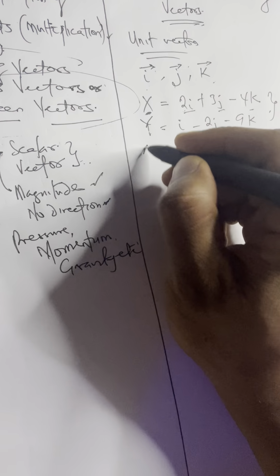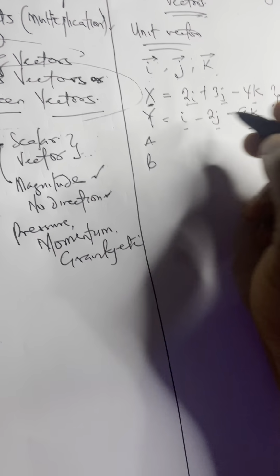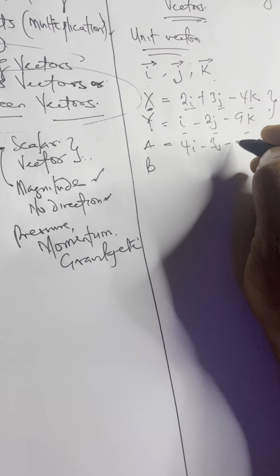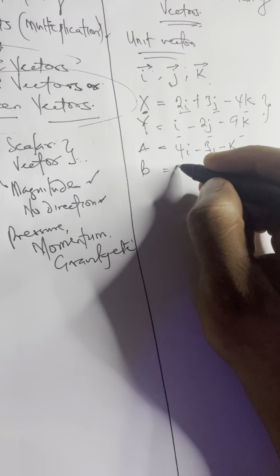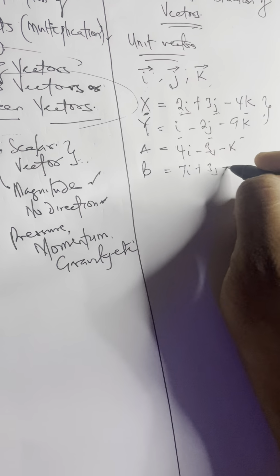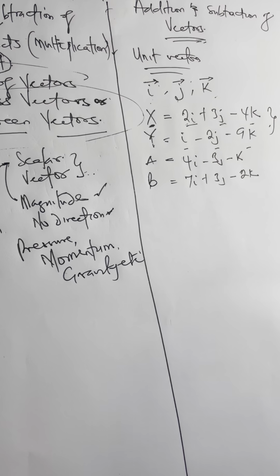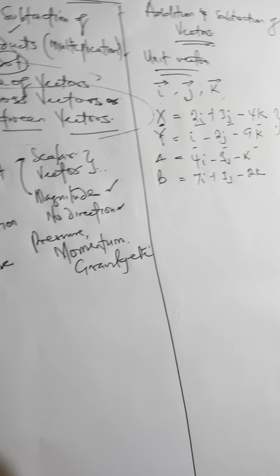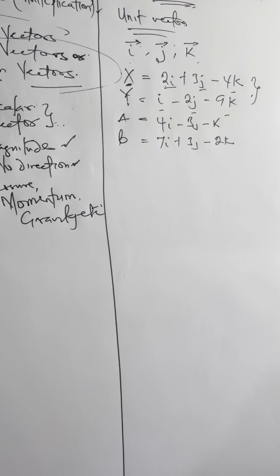We can also have A and B, or C and D. You can have vector A to be, let's say, 4i minus 3j minus k, or vector B to be, let's say, 7i plus 3j minus 2k. It can be C and D, it can be E and F. You understand? Any letter can be used to represent a particular vector set.